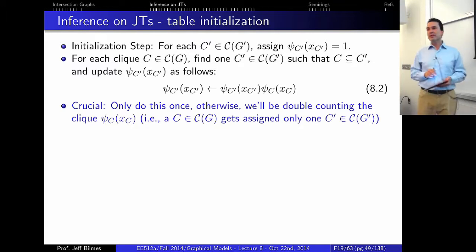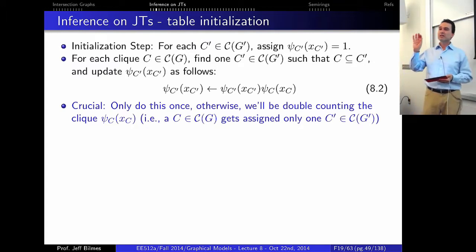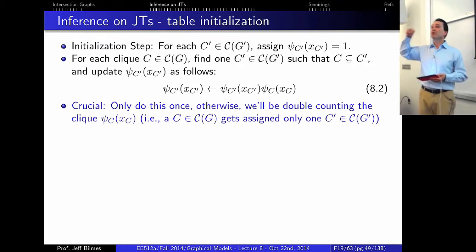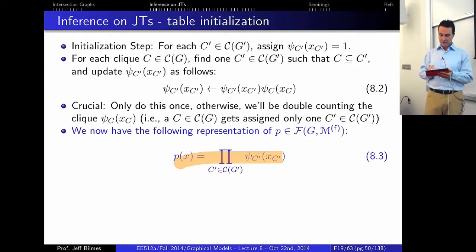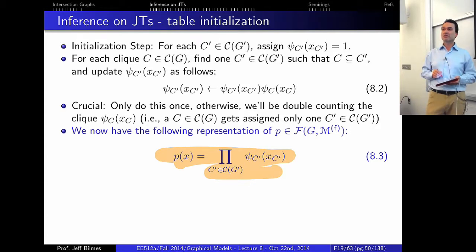Now the other important thing about this is that we only do this once. So in other words, for every cluster C, we only multiply it into the table for one C prime. Because if we did it more than once, we would essentially be overcounting. And so what we end up getting is a valid representation of the probability distribution in terms of the Maxcliques of the triangulated cover graph. Right? Because every factor is only counted once. Every factor has found a home.